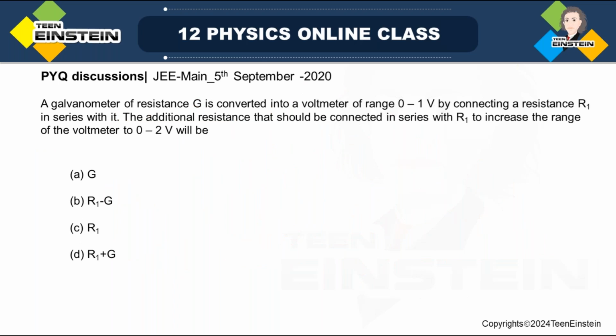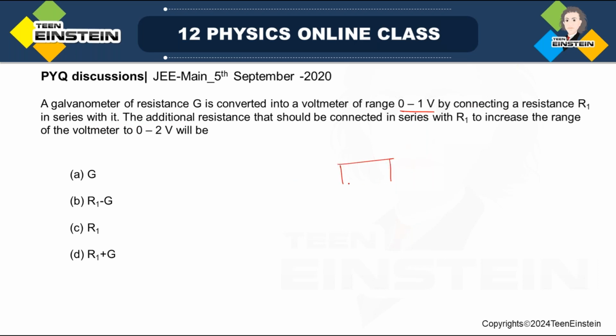Now there is another good question. This is actually from the moving coil galvanometer. A galvanometer of resistance G is converted into a voltmeter of range 0 to 1 volt by connecting a resistance R1 in series with it, so it is given.